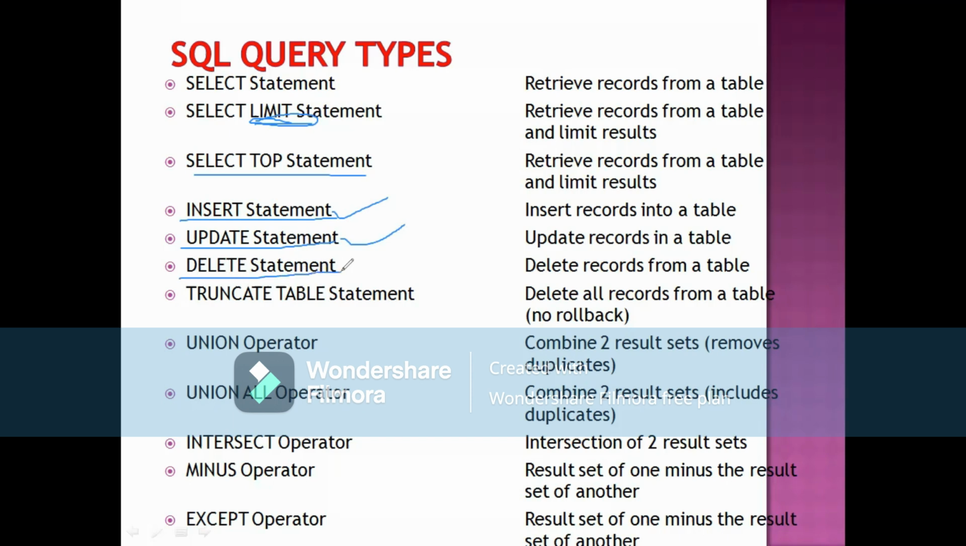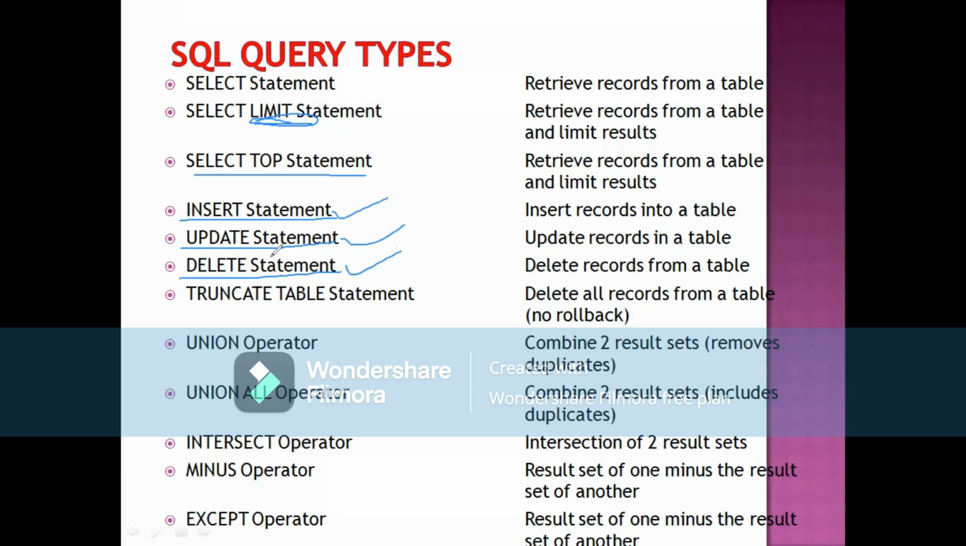Next one is the delete statement. What is the main function of the delete statement? For example, if the table has 10 records and we need only 9 records, then we can delete a particular record by using the delete statement. So by using the delete statement, we can delete the records from a table.